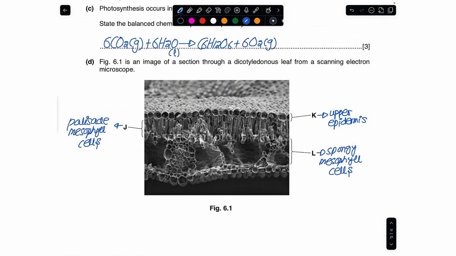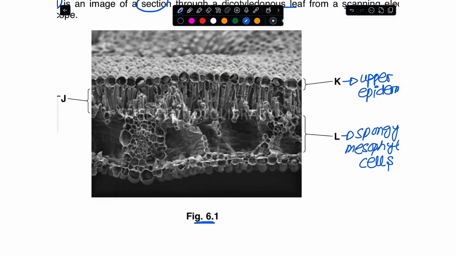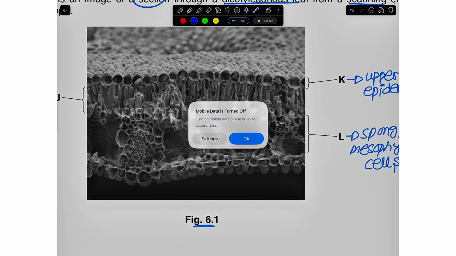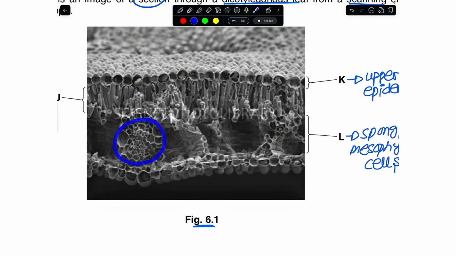Moving onward, in figure 6.1, which they have given below, they have shown a section through a dicotyledonous leaf from a scanning electron microscope. If I were to zoom in, you see that here we have the cells of the upper epidermis. At this point we have the palisade mesophyll cells, and we see a lot of air spaces here. This part of the image would be indicating the spongy mesophyll cells. This thing we are shown here is the vascular bundle, and here comes the lower epidermis.